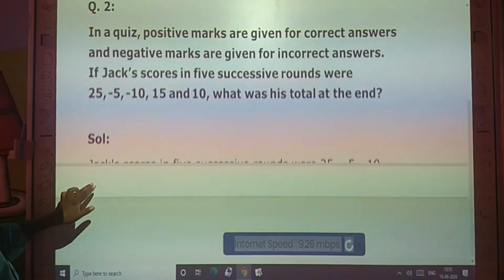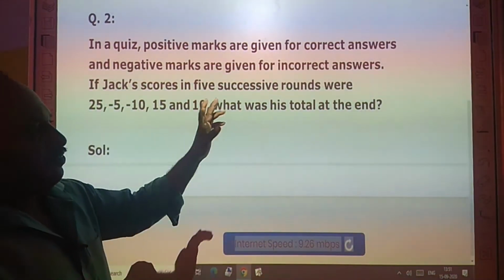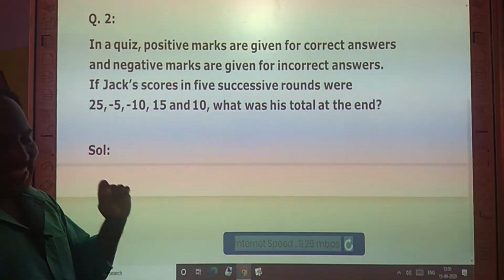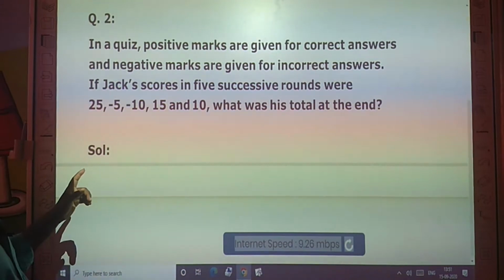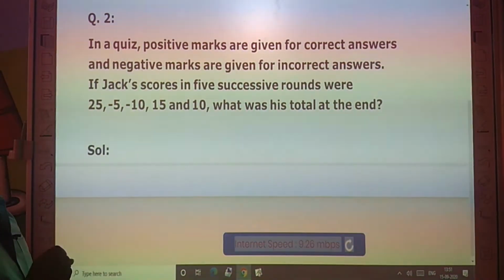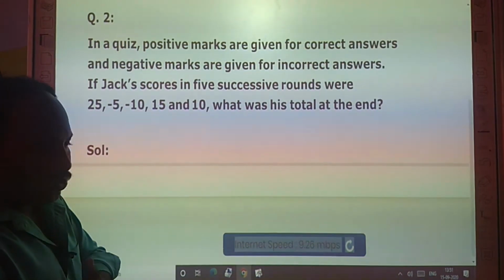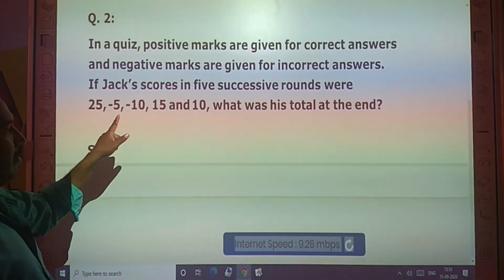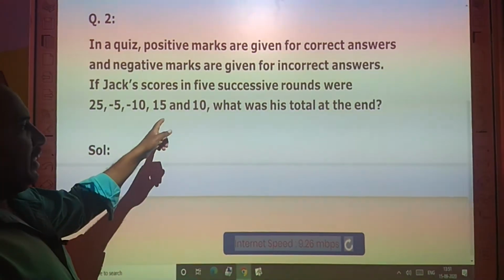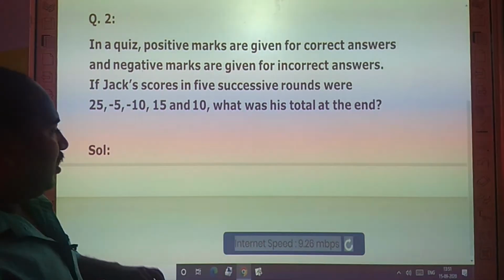Question number 2. In a quiz, positive marks are given for correct answers and negative marks are given for incorrect answers. If Jack scores in 5 successive rounds the scores plus 25, minus 10, minus 5, minus 10, plus 15 and 10, what was his total at the end?